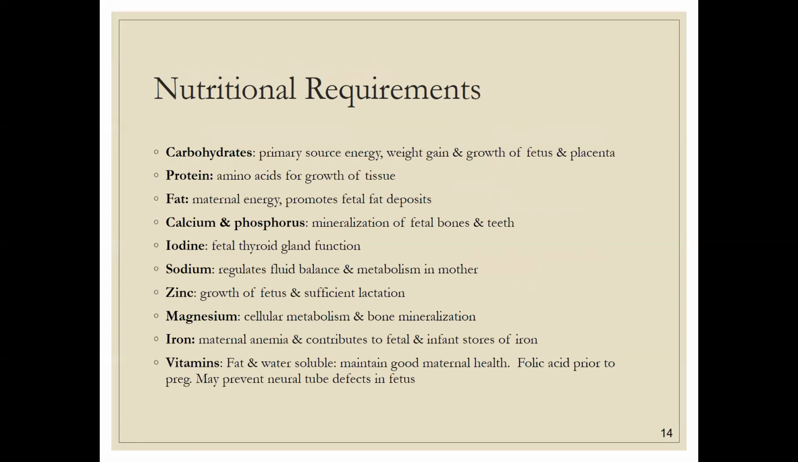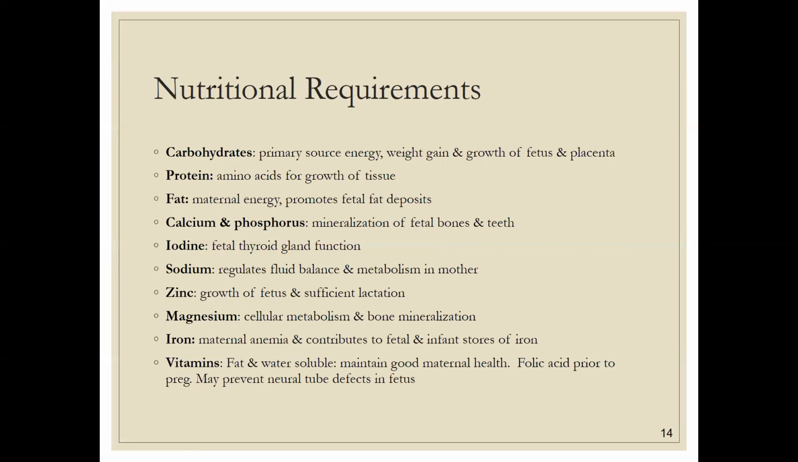Let's talk about nutritional requirements. Carbohydrates, which is our primary energy source, give us weight gain and growth of the fetus and placenta, so that's all good. Protein is good for amino acids for growth of tissue. Fat is good for maternal energy and it promotes fetal fat deposits to help keep the baby warm and cushy. Calcium and phosphorus are good for mineralization of fetal bone and teeth. Iodine is good for fetal thyroid gland function. Sodium helps regulate fluid balance and metabolism in mom. Zinc is good for growth of the fetus and sufficient lactation.